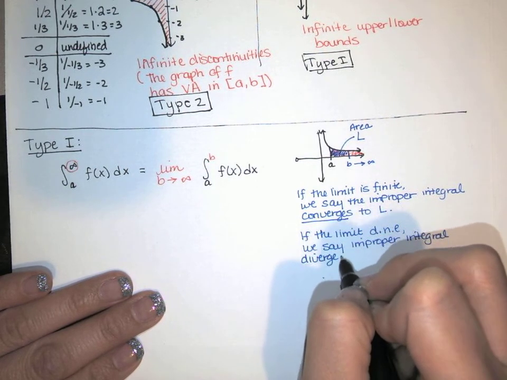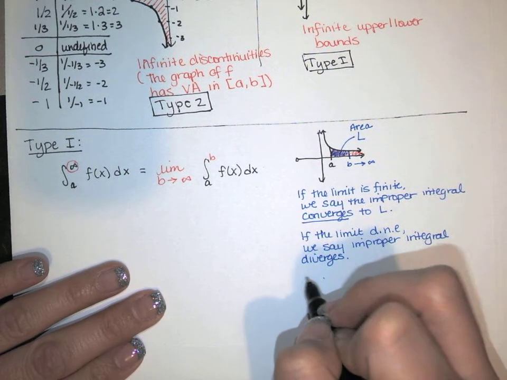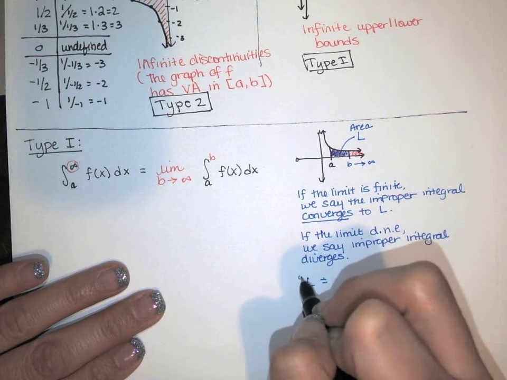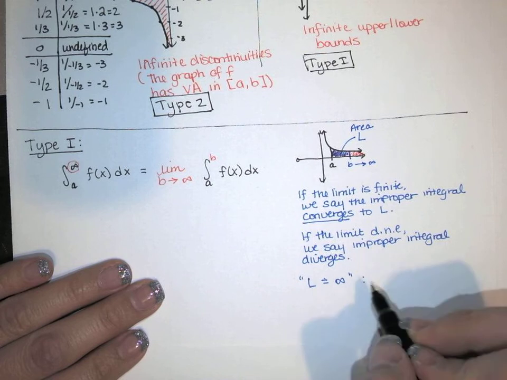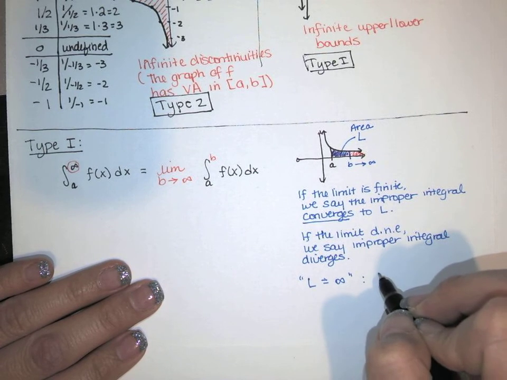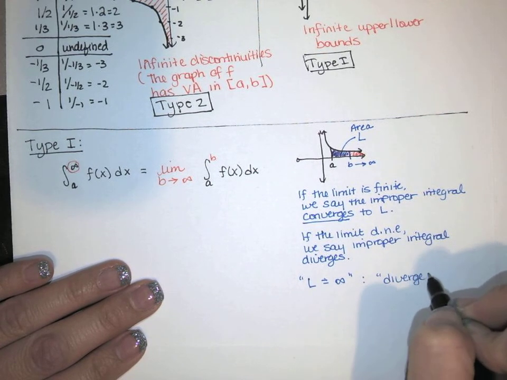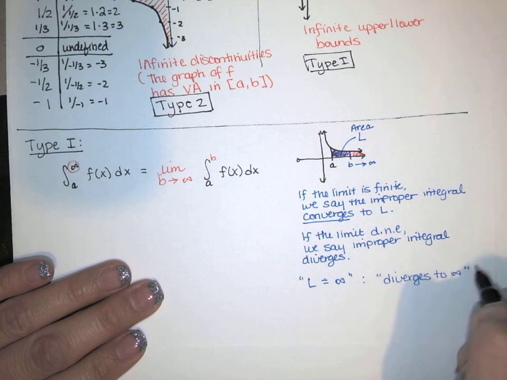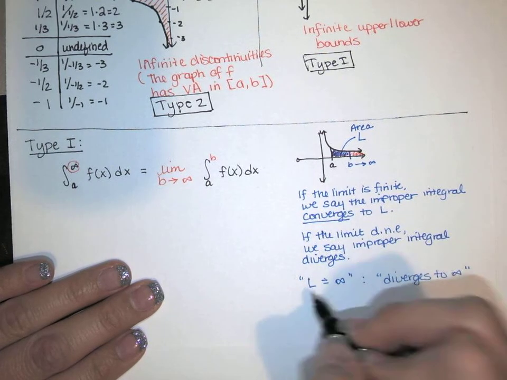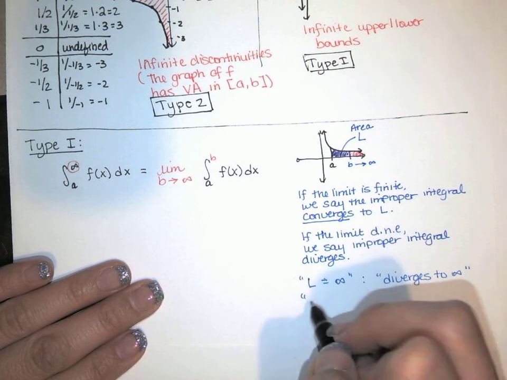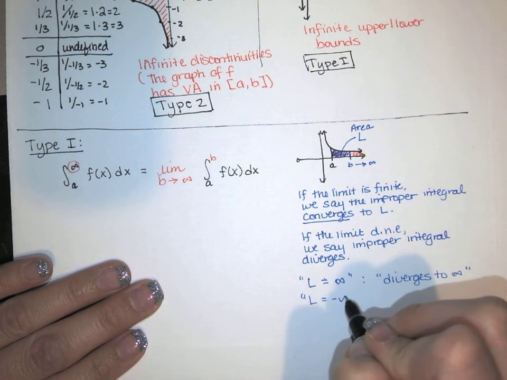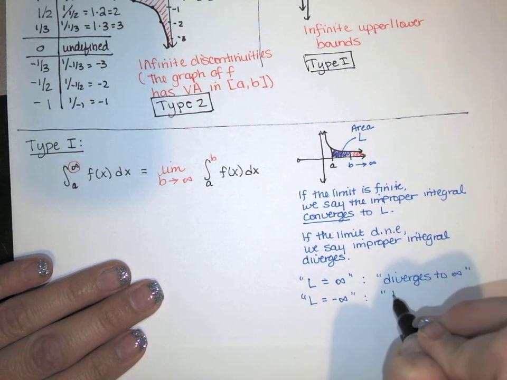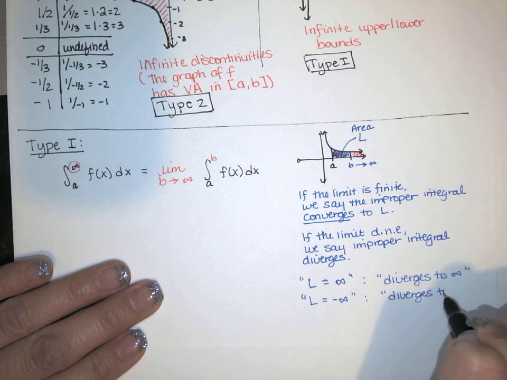Now, if it diverges and the limit is infinity, we will say, and I'm going to put this in quotes, L equals infinity, because infinity is not a number. Not in this number system anyway, not in the reals. We'll say the integral diverges to infinity, and we'll interpret this as infinite area. Or, if the area is below the x-axis, or we've got some area above and some area below, and the limit turns out to be negative infinity, we'll say that this diverges to negative infinity.